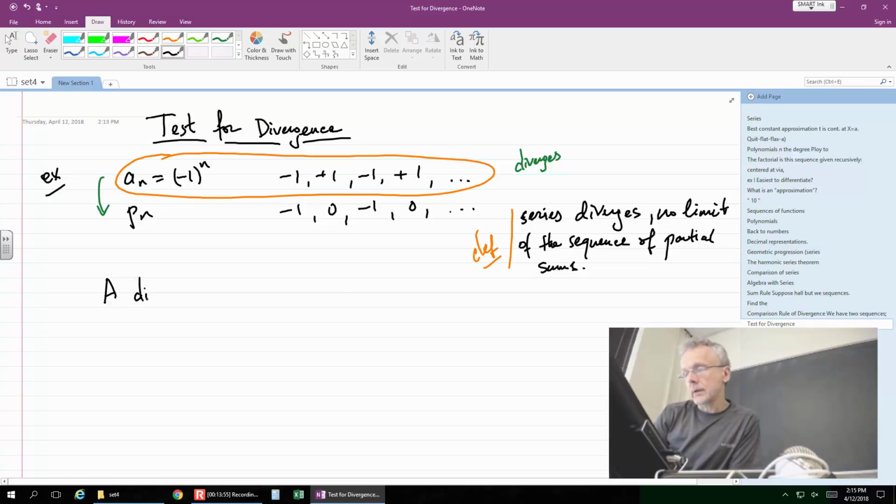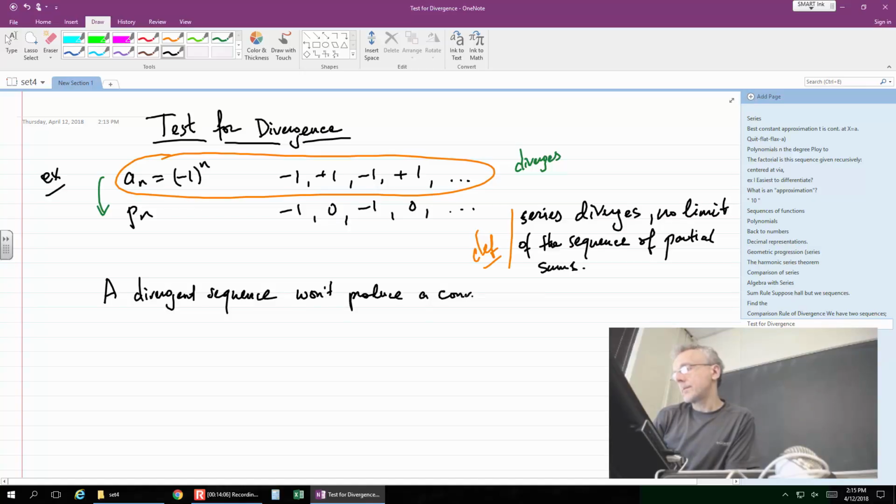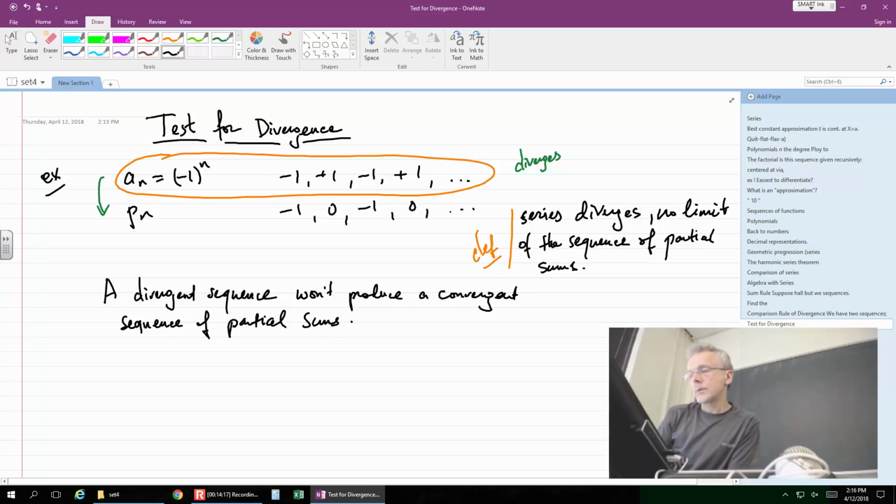This is the illustration of that idea: a divergent sequence won't produce a convergent sequence of partial sums. So that's the first observation that we make, at least that's what this example suggests. We start with a divergent sequence. When we start adding it together, there is no way for a pattern to emerge, and indeed it doesn't.